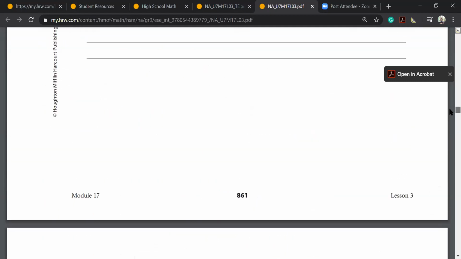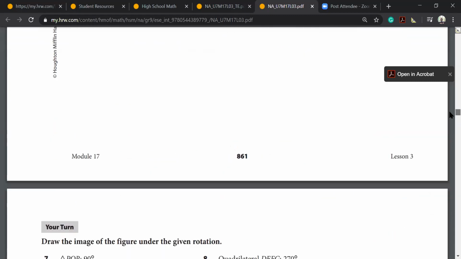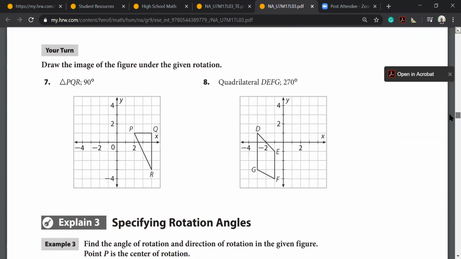And then as a performance indicator for you, I want to see question B. What did you do in it? And I also want you to do question 7 and 8. They are very easy. The rule way is very, very easy.